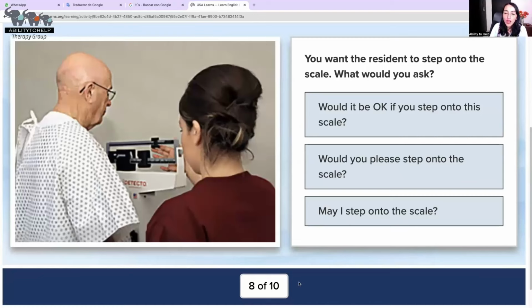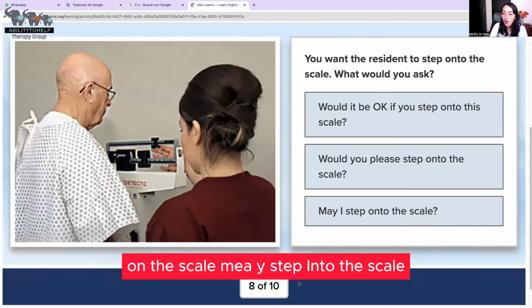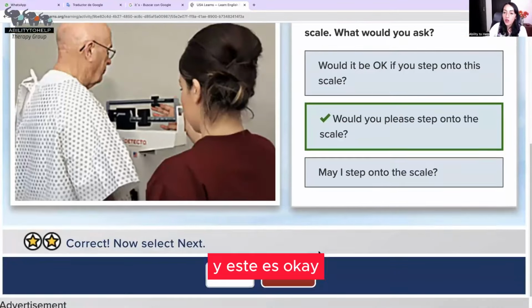You want the resident to step onto the scale. What would you ask? Would it be okay if you step onto this scale? Would you please step on the scale? May I step into the scale? I think, would you? Yes, it's okay. Would you please step onto the scale?